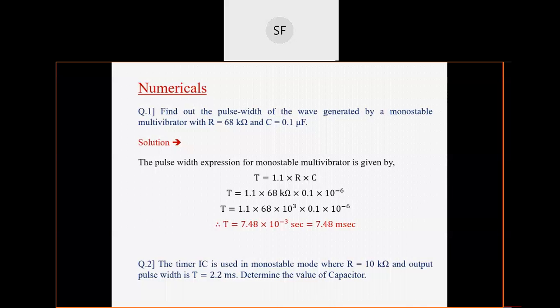Again, the important thing is you should do this calculation. What you have done here: the value of T is now 2.2 into 10 to the power minus 3, and the value of the resistor will be 10 into 10 to the power 3. Once you put these values in the formula, you will get the value for the capacitor, and the final value of the capacitor is 2 into 10 to the power minus 7 farad, or it is also called 0.2 microfarad.